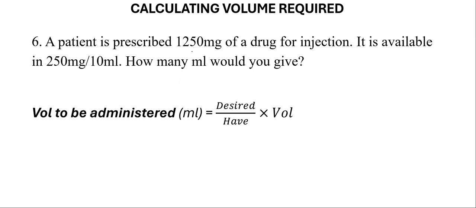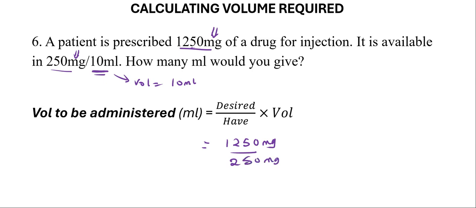In question 6, the desired amount is 1,250 milligrams. What they have is 250 milligrams per 10 ml, in 10 milliliters. So the volume will be equal to 10 milliliters. The units are identical, so a unit conversion would not be required. So the volume to be administered will be the desired amount, which is 1,250 milligrams divided by 250 also in milligrams multiplied by 10 milliliters, the volume.